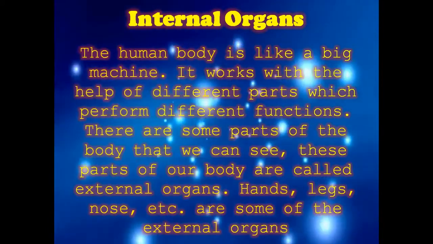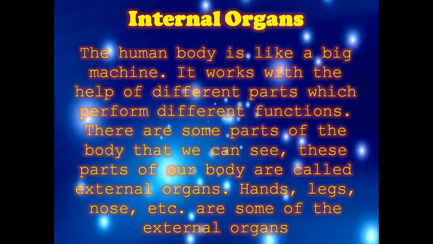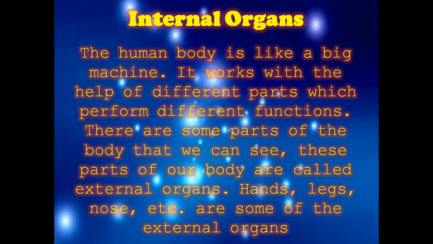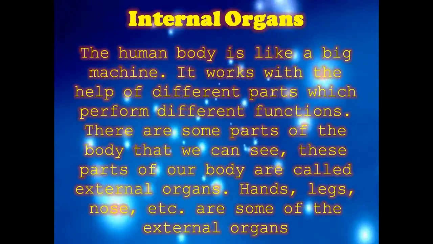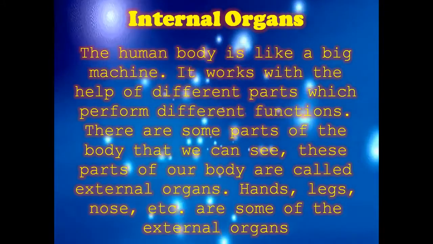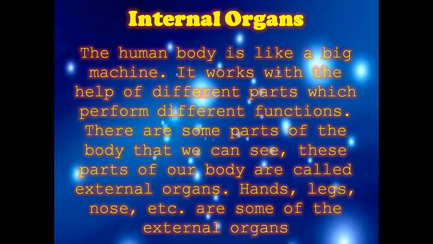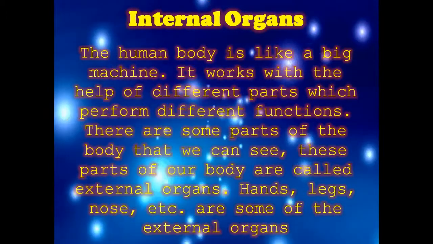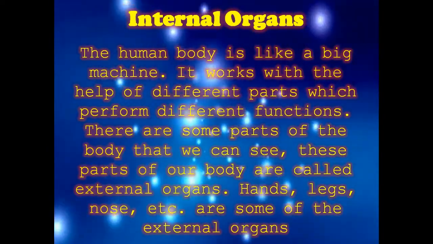There are some parts of the body that we can see. These parts of our body are called external organs. Hands, leg, nose, etc. Now when I look at Mukul, when I look at Ashwin, I can see Ashwin's eyes, I can see Mukul's hand, leg. So the things which can be seen are called external organs. For example, hands, leg, nose, etc.